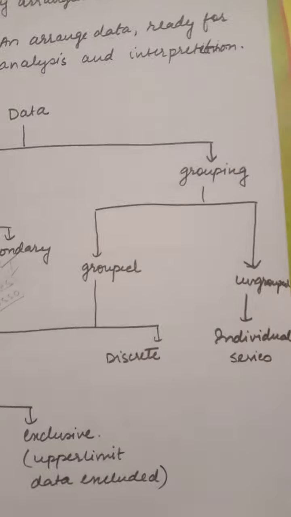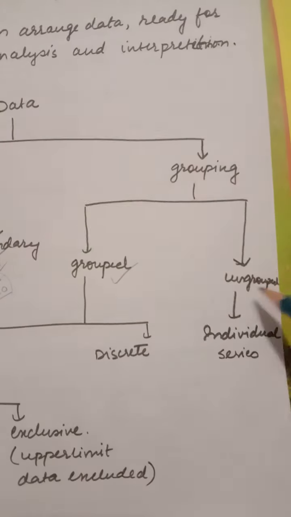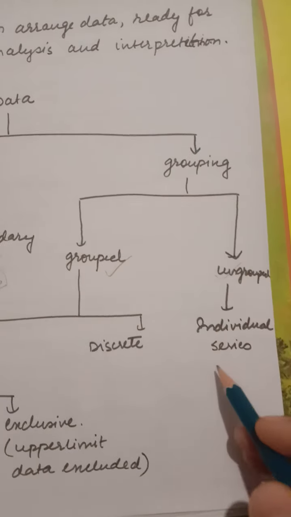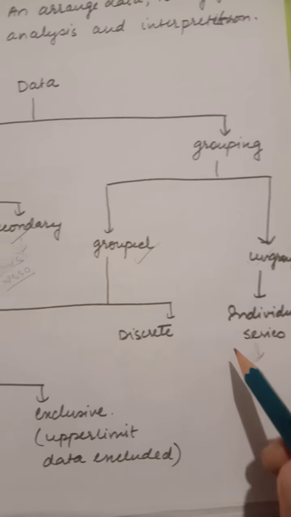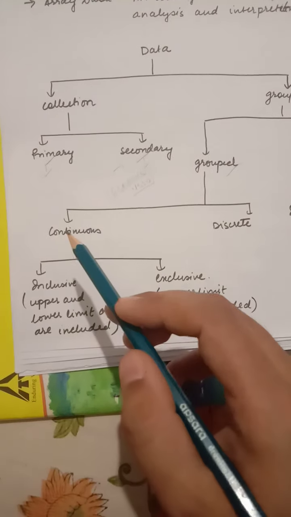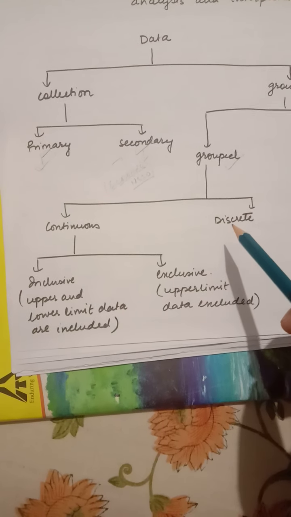The next one is the grouping. On the basis of grouping, there are two types of data, that is grouped data and ungrouped data. Ungrouped data is the individual series, and for grouped data, it is the continuous series and discrete series.